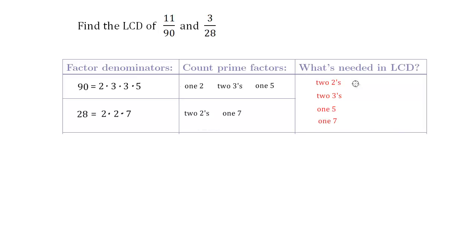This means our LCD is comprised of 2 2s, 2 3s, 1 5, and 1 7, which will multiply together. That is, our LCD is equal to 2 times 2, 2 2s, times 3 times 3, 2 3s, times 5, 1 5, times 7, 1 7. And that equals 1,260, which means our LCD of 90 and 28 is 1,260.